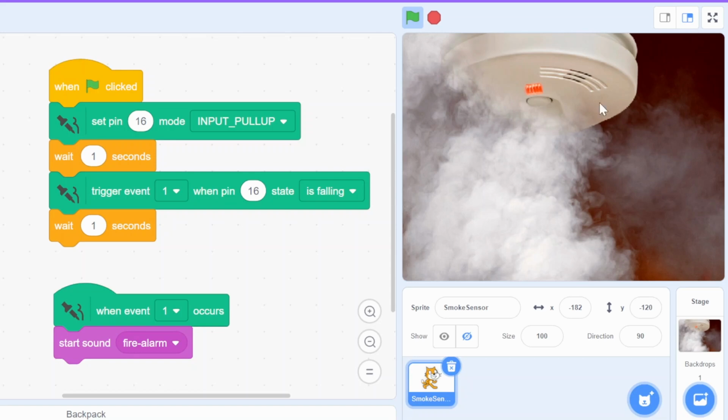So this is our smoke sensor, and this is our code for the smoke sensor. It is connected to pin 16 and it is input pull up, so it is always high. Then we set a trigger when the pin is falling, like when the MQ2 sensor detects smoke and pulls the pin low, it will trigger an event, and when the event is triggered, it will start a fire alarm.